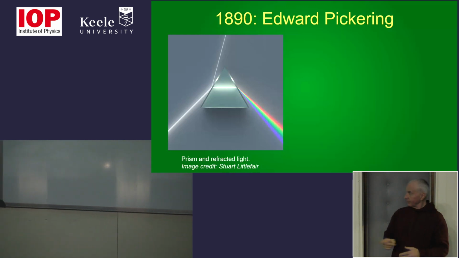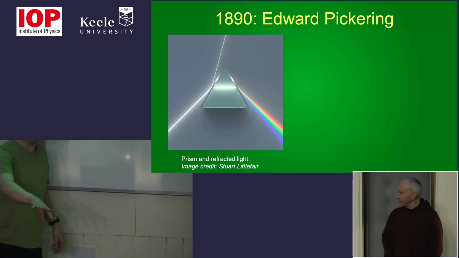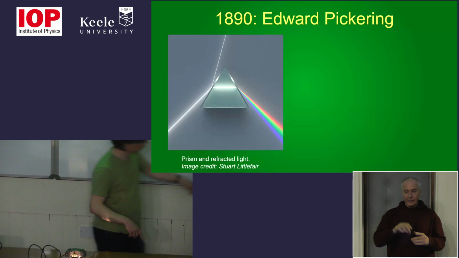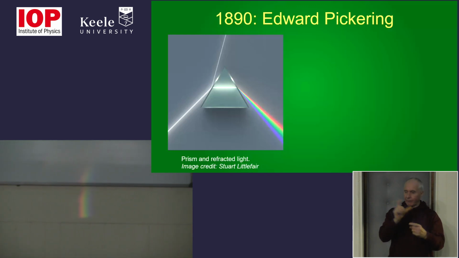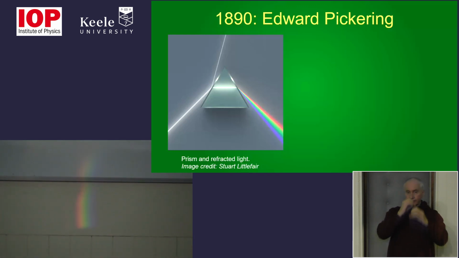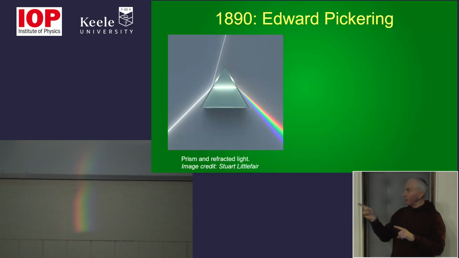So, I take my white light, I pass it through a prism, and you can see it's split into the different colours. Now, one of the things that us astronomers like to do at a telescope is exactly that, but with light from stars.